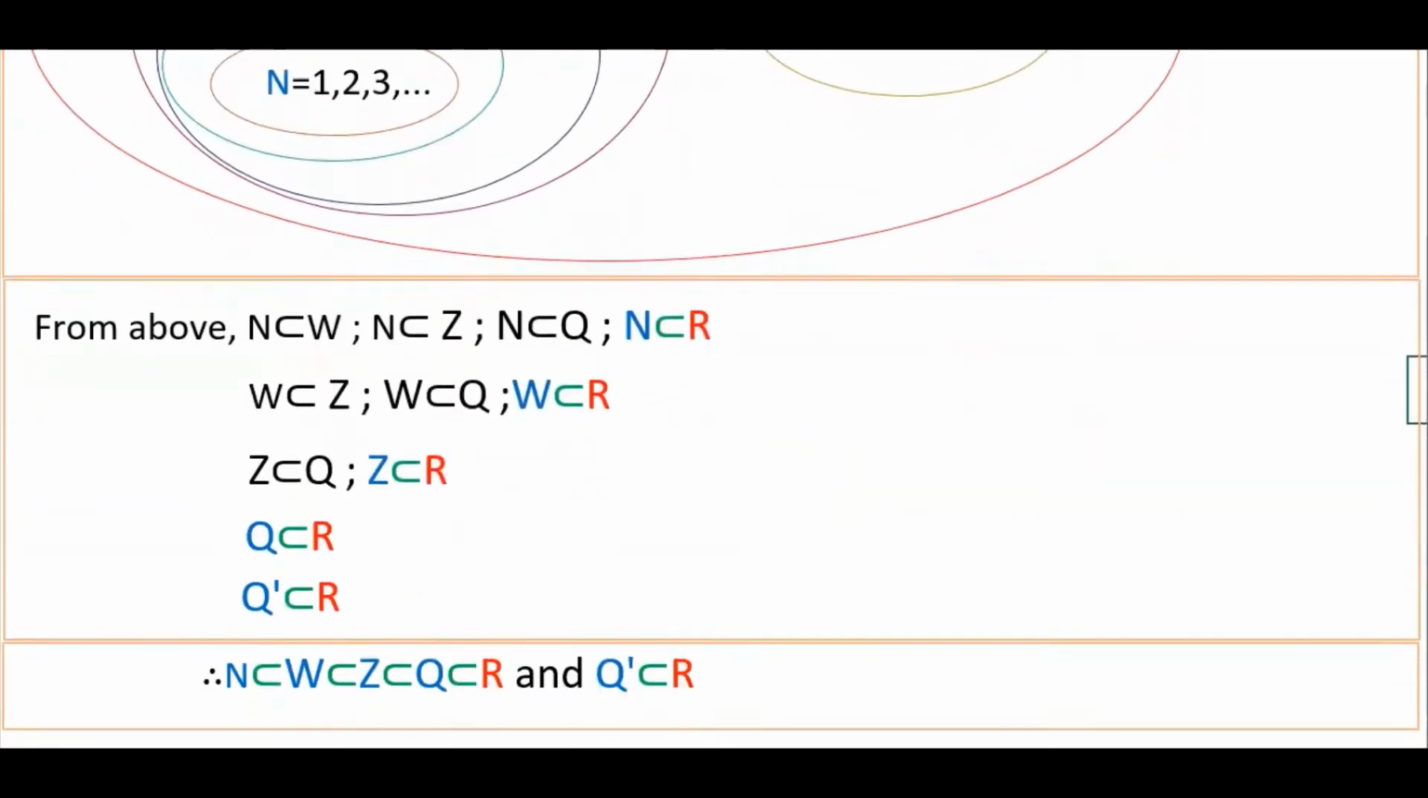So from this you can write N is a subset of W, that is whole numbers, a subset of Z, that is integers, a subset of Q, rational numbers, a subset of real numbers. So these are the subsets of real numbers, and Q dash is also a subset of real numbers, that is irrational numbers. So for real numbers, the subsets are natural numbers, whole numbers, integers, rational numbers, and irrational numbers. These are the subsets of real numbers.